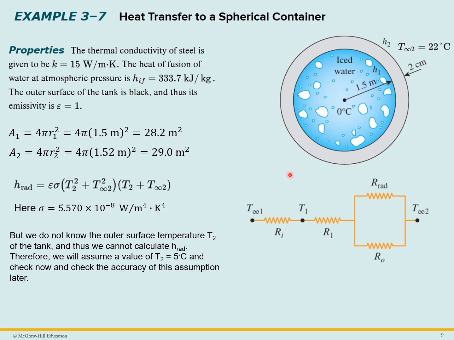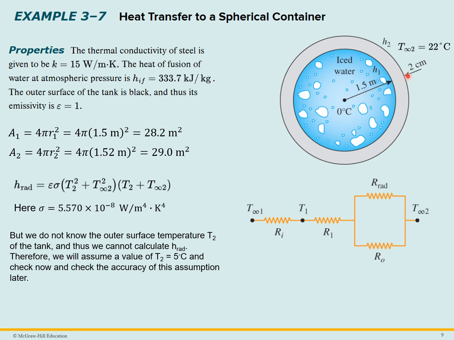Now, one thing we do not know is the outer surface temperature of the tank, T2. We weren't told that value. So one thing we're going to have to do is actually assume a value, and we're going to need that value here to calculate the radiation constant. So what value do we pick?